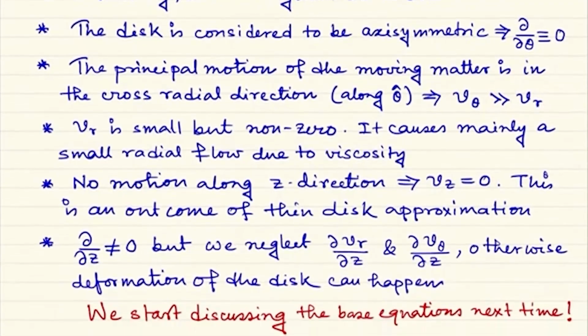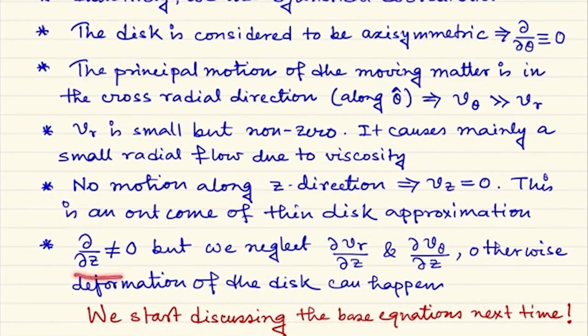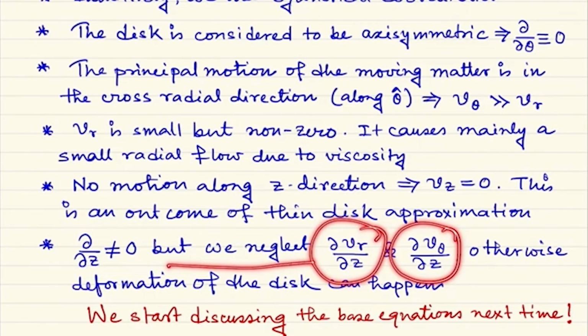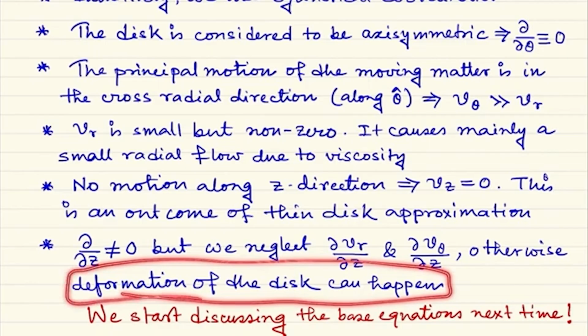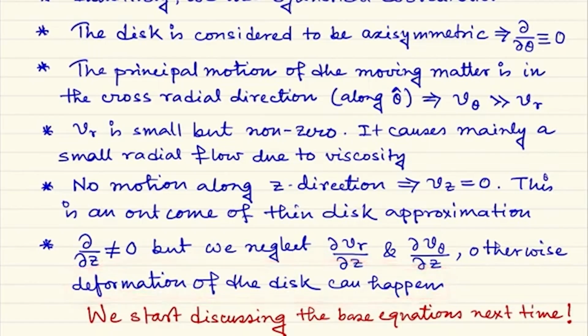Finally, del z is non-zero; although in that direction there is no flow, there can be gradients. Del z is non-zero, but we neglect del vr del z and del v theta del z, because first of all both of them are small, and if they are non-zero, you can think that there would be deformation of the disk, and that is not welcome in a thin disk approximation in general.